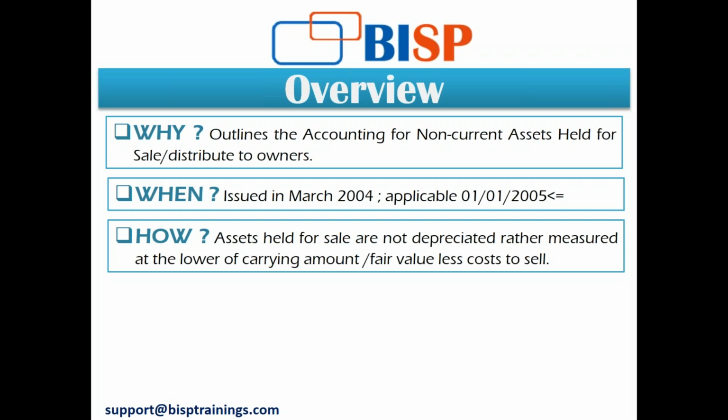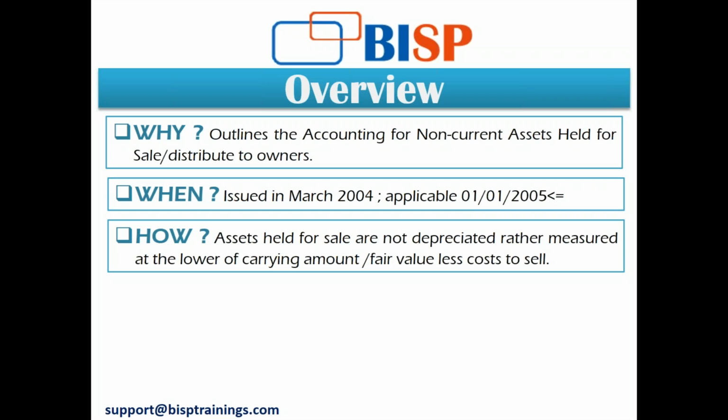Any assets, of course, that are classified as held for sale, non-current assets held for sale, are not depreciated, but rather they are measured at the lower of either the carrying amount or fair value less costs to sell. Not cost of sale, this is costs to sell. And as I told you, it is presented separately on the financial statements.